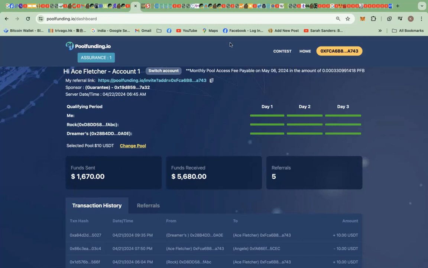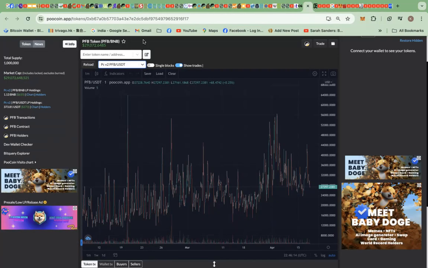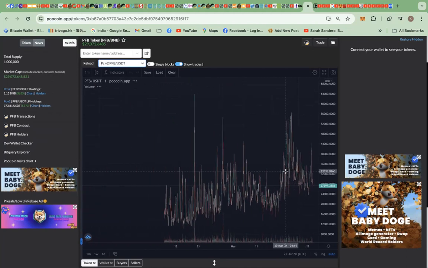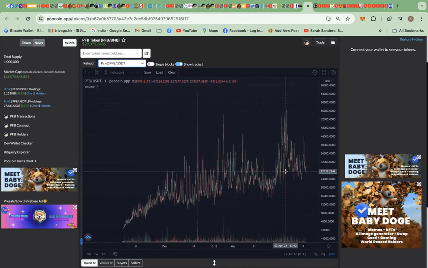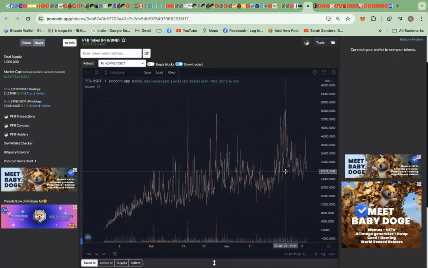Okay. Now, we have our own coin. And that's the PFB coin, our pool funding coin. Currently around $29,000 per coin at this moment in time. This coin was started in January, on the 4th of January of this year, 2024. And when we launched the coin, we launched it at a value of $100 per PFB coin. Within its first 6 weeks, it climbed to an all-time high of $64,000 per coin. This is highly unusual for any new coin in the crypto space, to be going up so fast and so quickly, in such a short time.